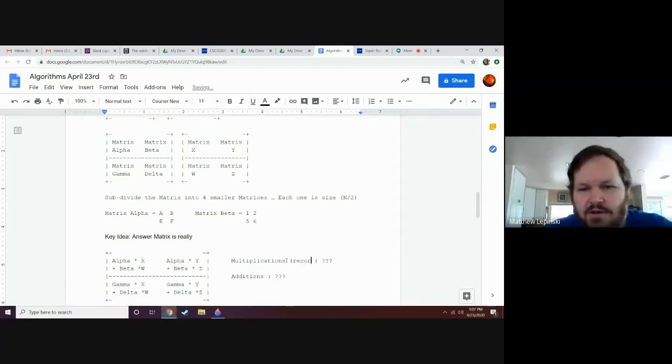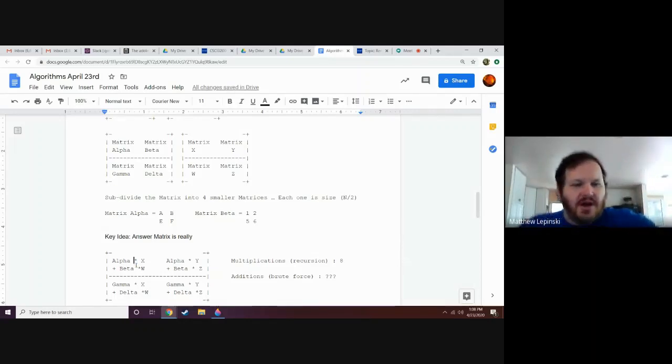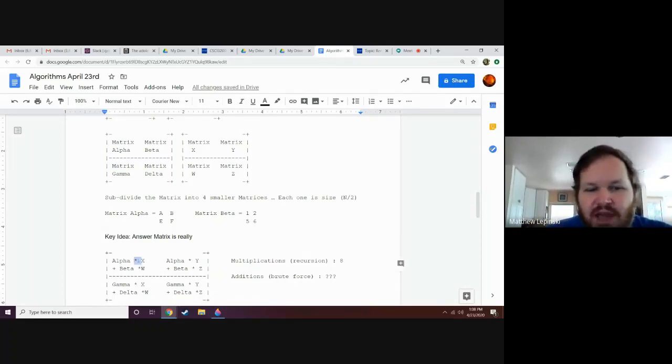Yeah. So there are eight multiplications here, and each of these would have to be a recursive call. Again, I'm in the world of 1,000x1,000 matrices, and I need to do this multiplication. Each of these multiplications is going to be a recursive call in our divide and conquer algorithm.